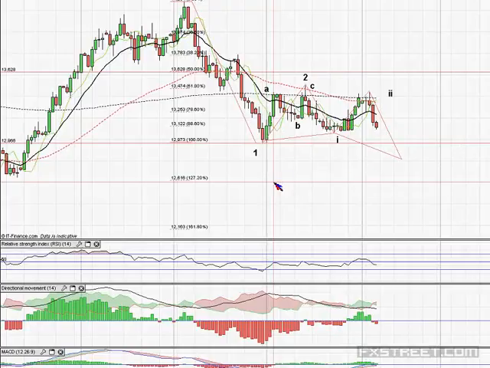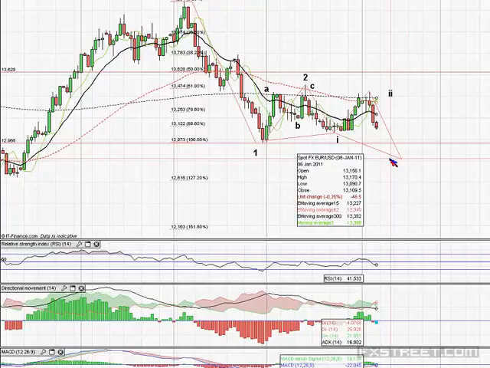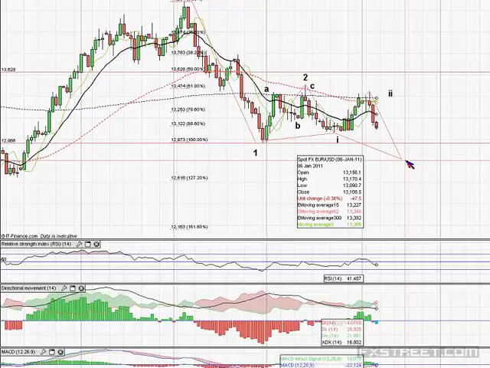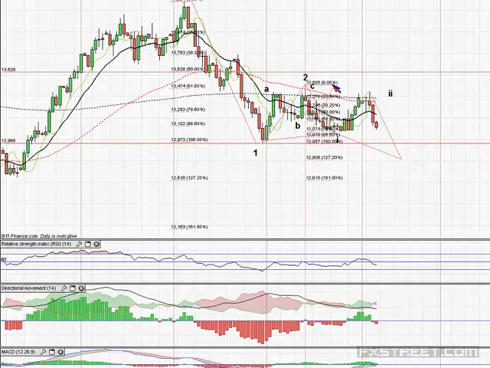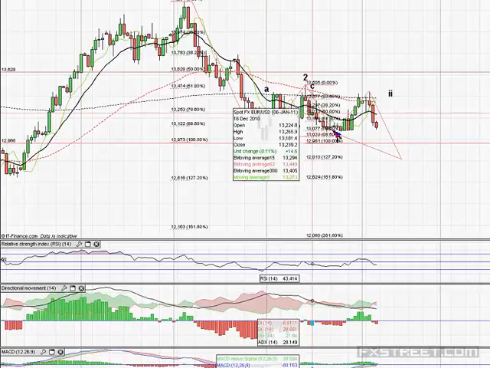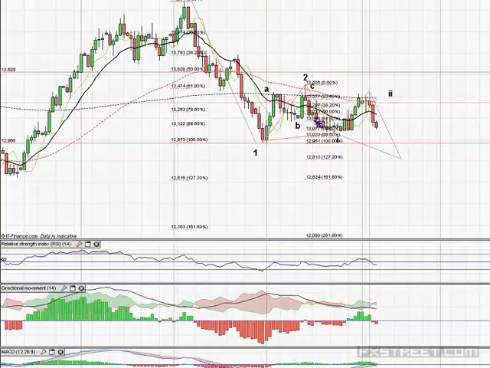Now, this pattern is not complete. As with most chart formations, you want to be aware of them, but while the bias is still to the downside, you still want to be trading to the downside. And then when she is complete, you obviously look for a reaction at that level. If she doesn't react at that level, then she can push through. And as with all formations, the butterfly pattern, like I said, I'm not an expert on this. I'm just trying to share the knowledge. As with all other formations, you've got to wait for them to complete.